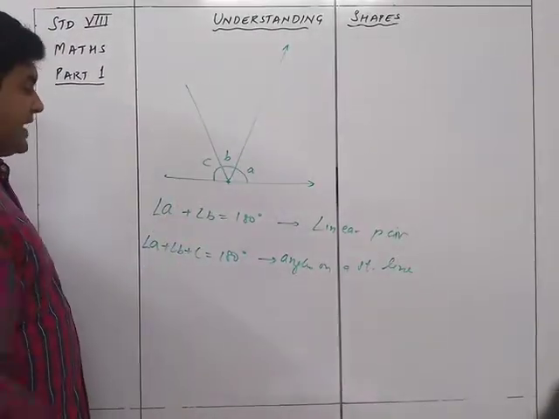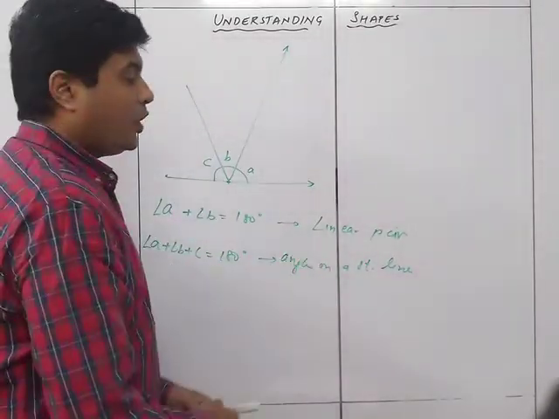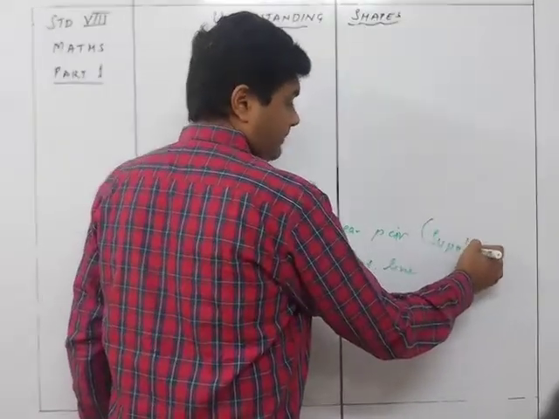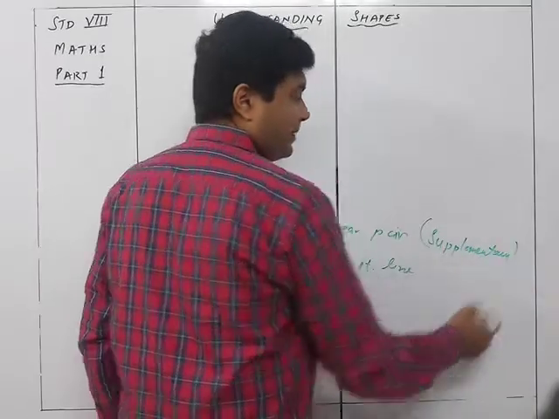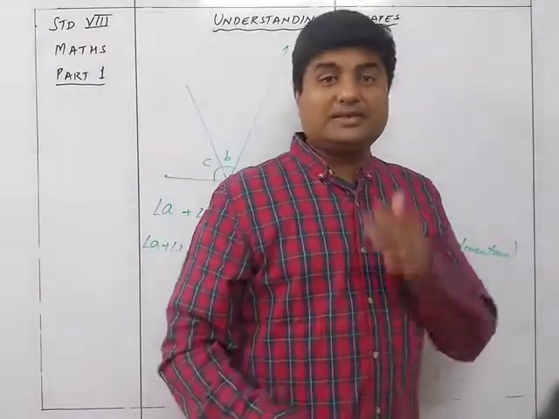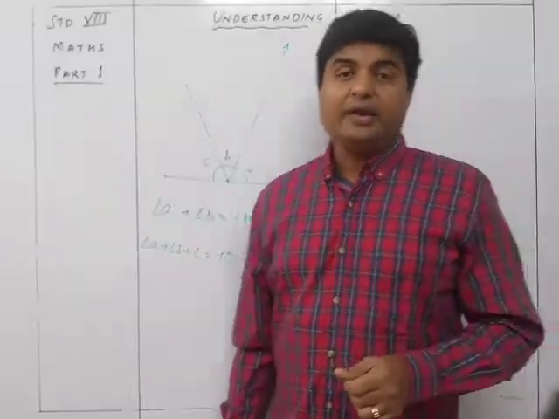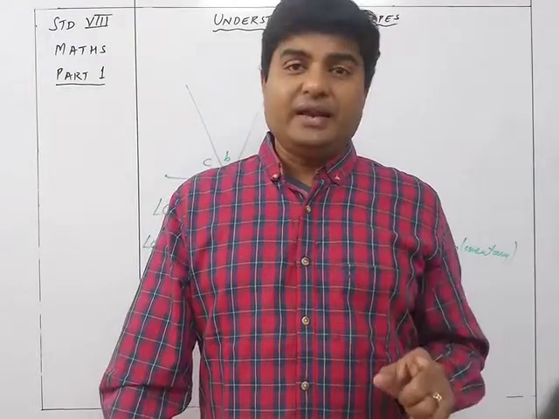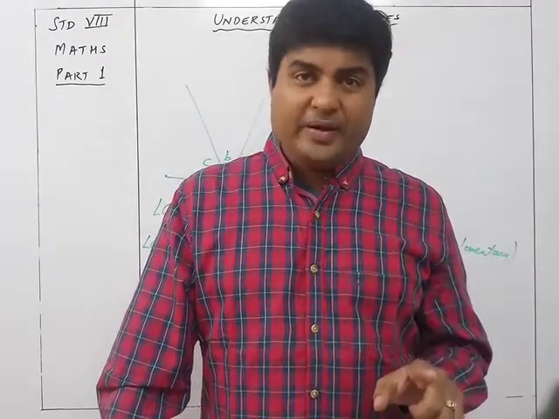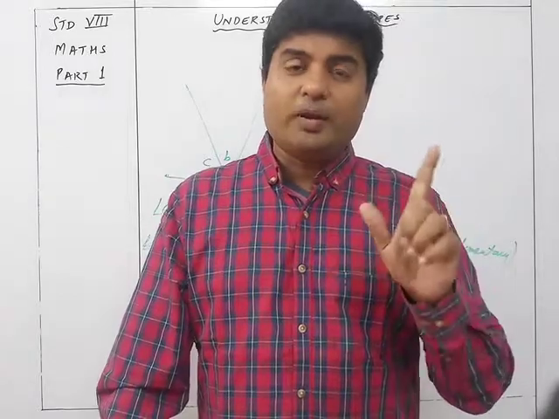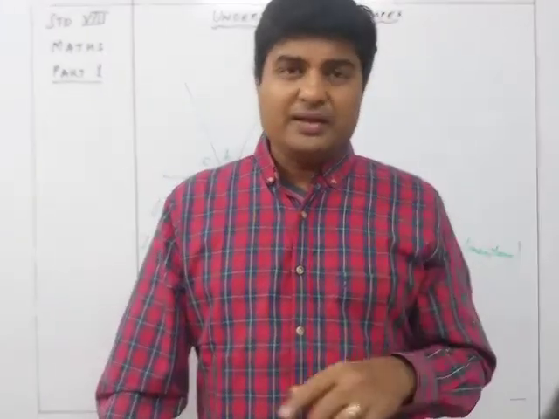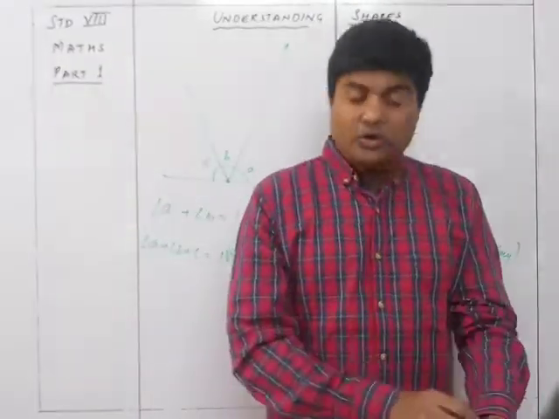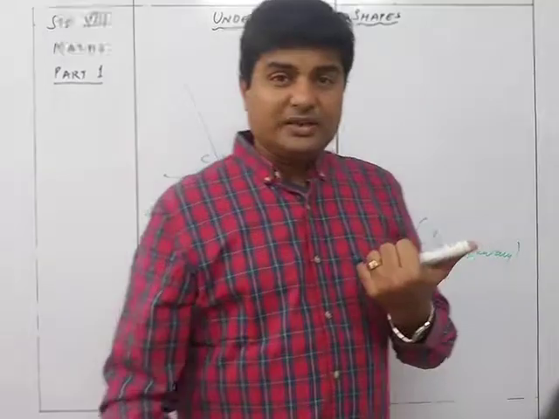Another thing I can see is that A plus B is 180 degrees, which is a linear pair, also means that they form supplementary angles. If the sum of two angles is 180 degrees, then they are called supplementary. And if the sum of the two angles is equal to 90 degrees, they are called complementary angles. Okay, supplementary 180 degrees, complementary 90 degrees. We had learned it in the 7th standard, but anyways, I can just recap that so that it's easier for you to understand. So this was about angles on a straight line.